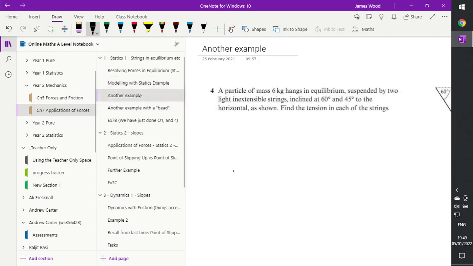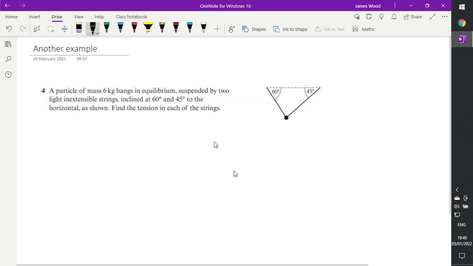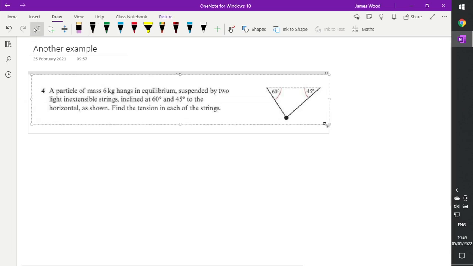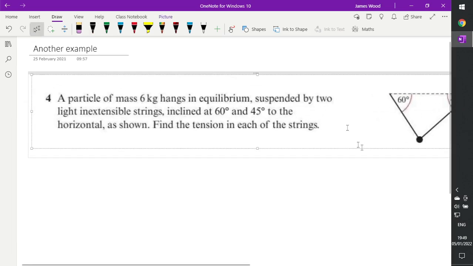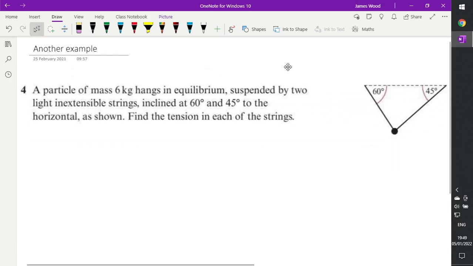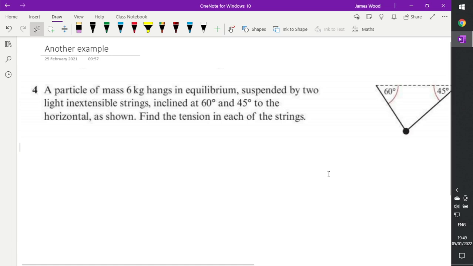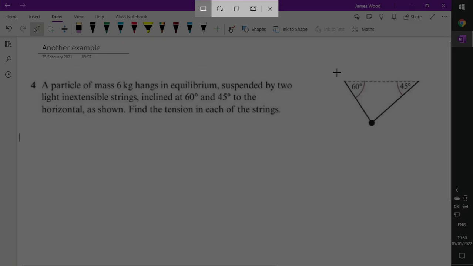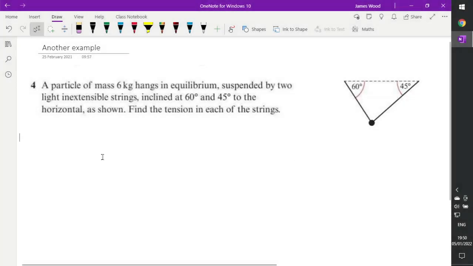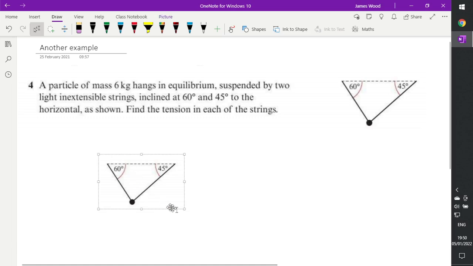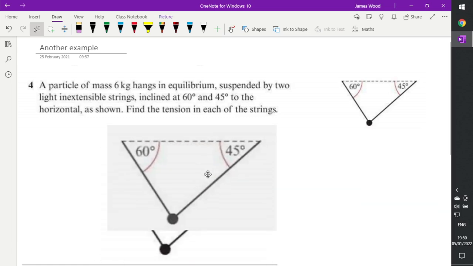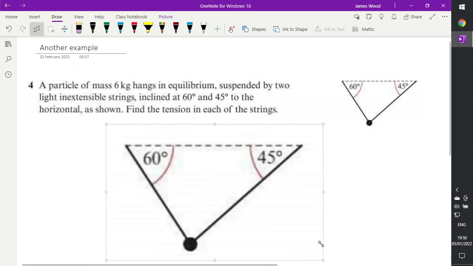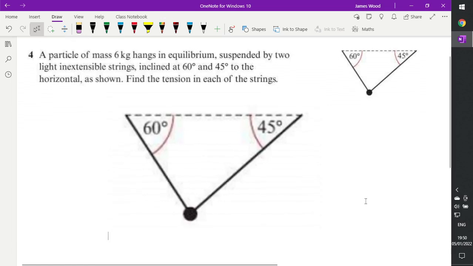Let's have a look at another similar one. So here I've got an example where the angles are different. We're going to look at how we would tackle it now, because it's not quite as simple now. We've got two different tensions. I'm just going to make this diagram a bit bigger. Okay, so there's two different tensions in the two different parts of the string because the angles are different.